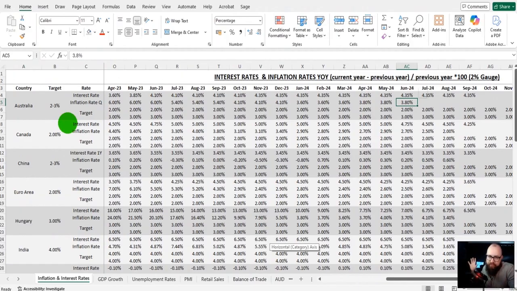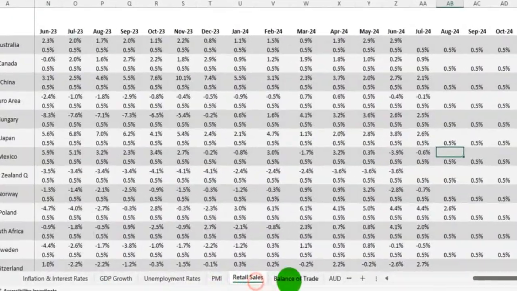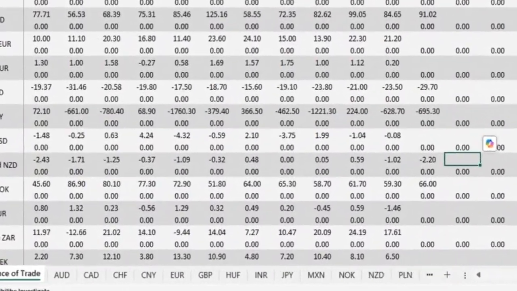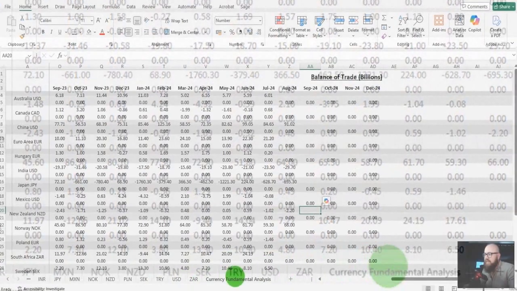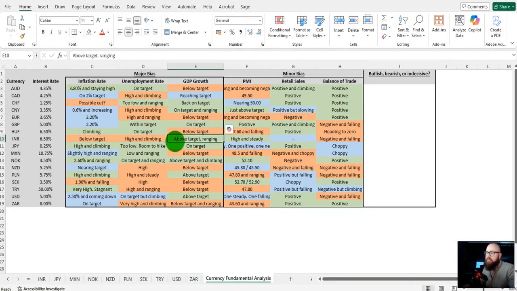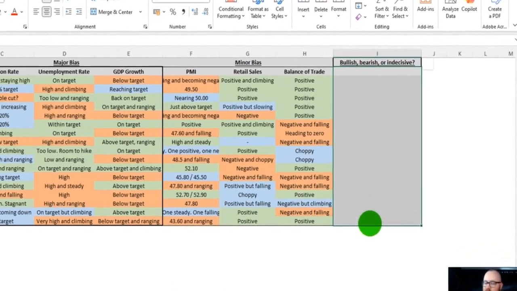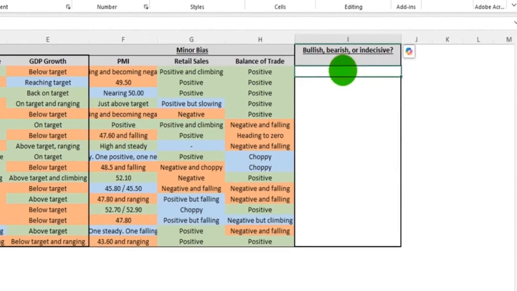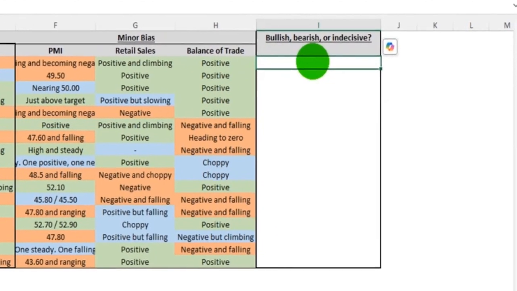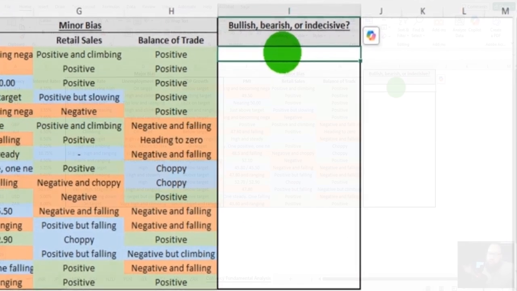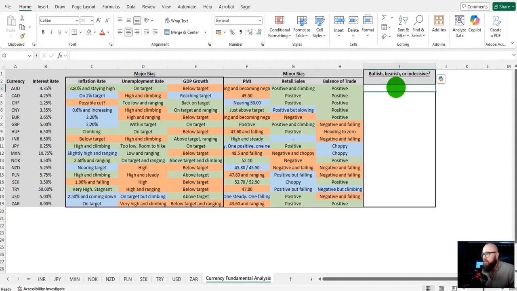So this is a very basic fundamental analysis spreadsheet which I've created. There's lots of tabs down the bottom here, and I'll go through all of these in this video. And right at the end, this last tab is kind of a summary of all those tabs, and ultimately what our study of all this data is going to do is to help us to either be bullish, bearish, or indecisive on any particular currency.